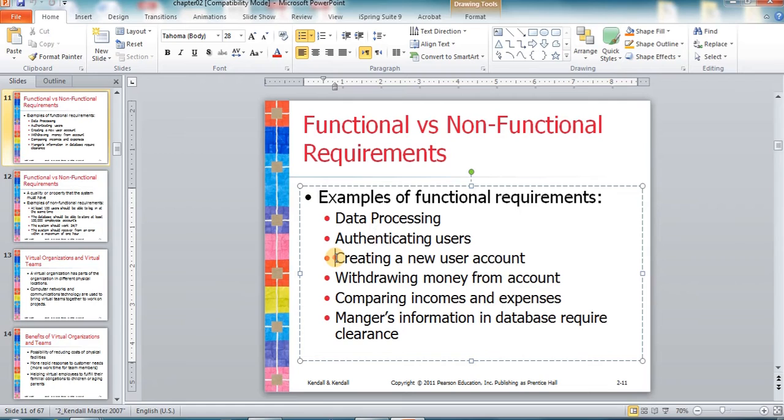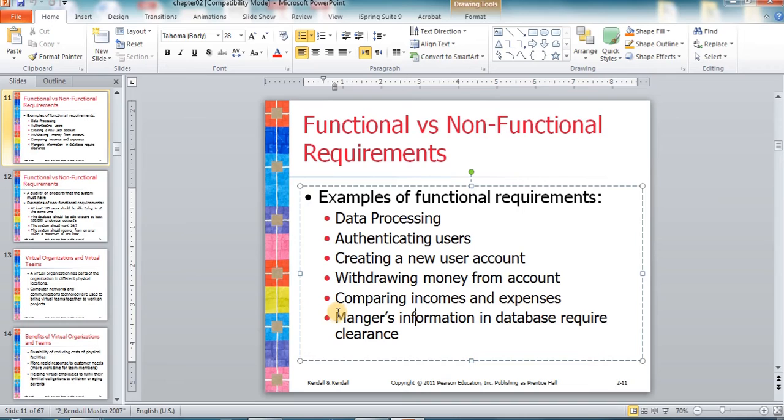The system should create a new account for each user. This is also a functional requirement. The user should be able to withdraw money from his or her account. This is a functional requirement. The system should compare the incomes and the expenses. This is also a functionality, a service that exists within the system. This is a functional requirement.